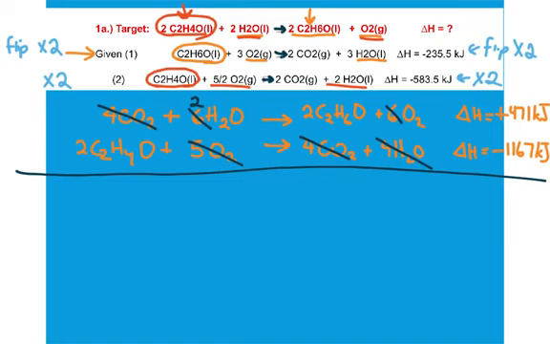And that's about it. So let's write down what we have left then. On the left-hand side, I have 2 C2H4Os plus 2 waters.